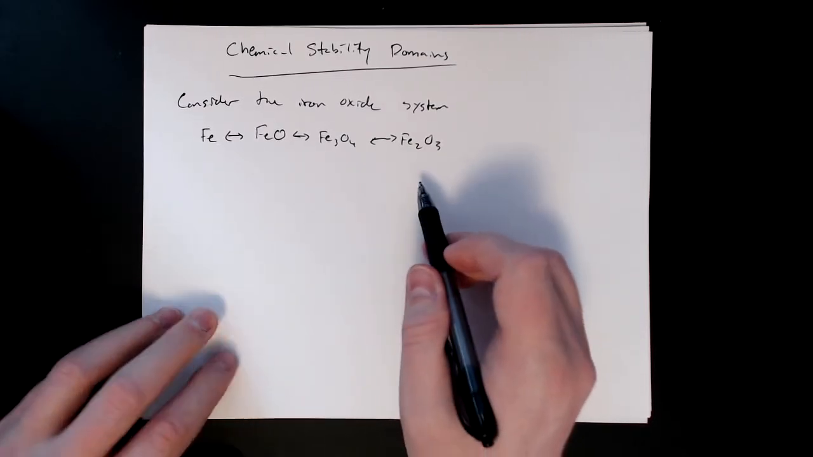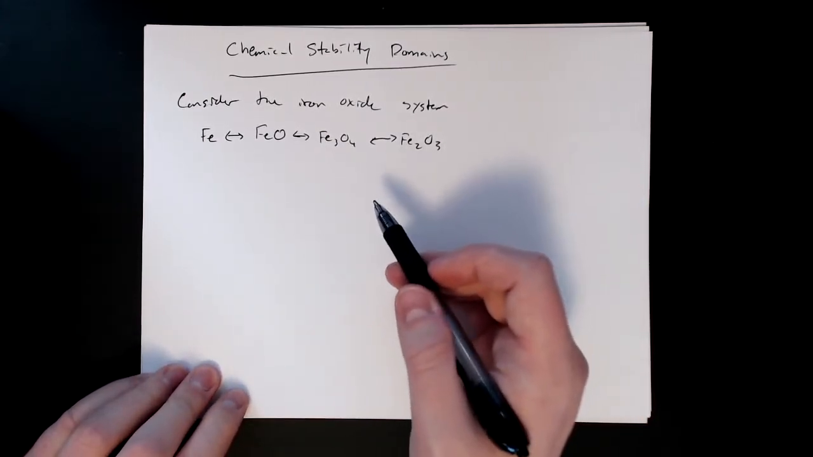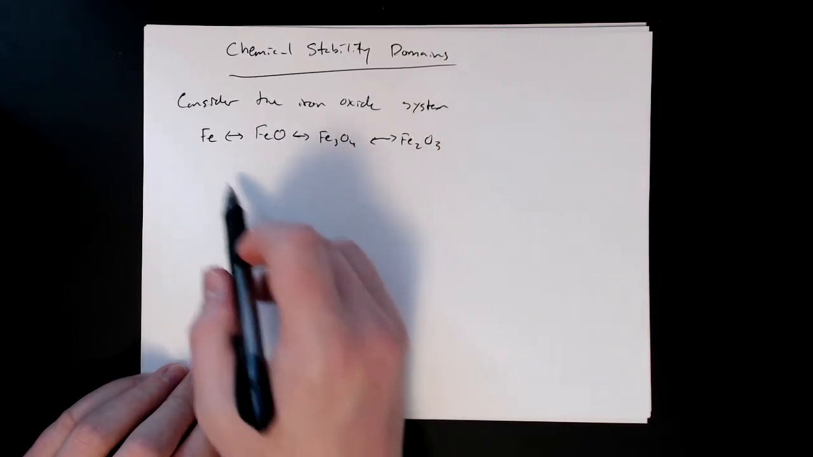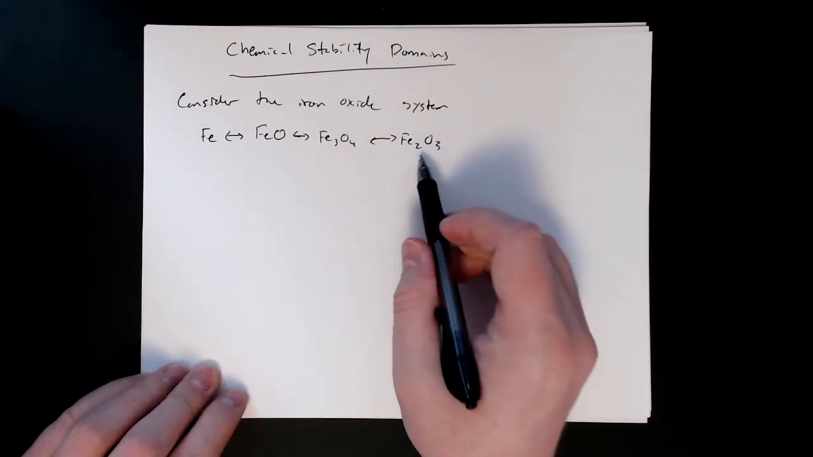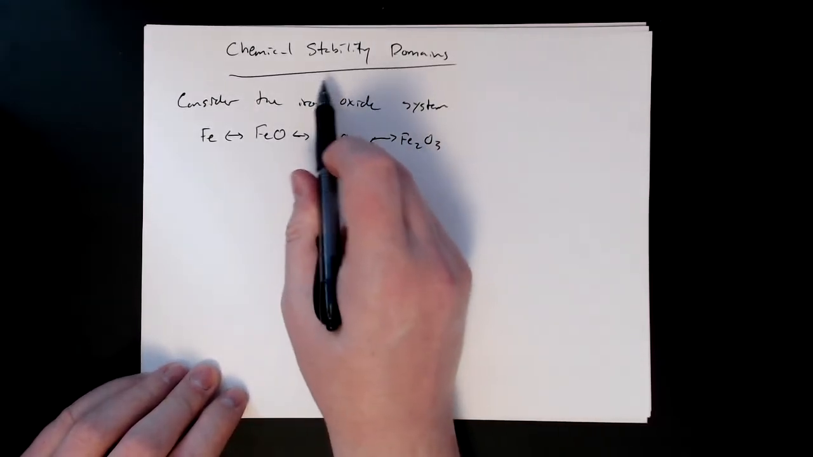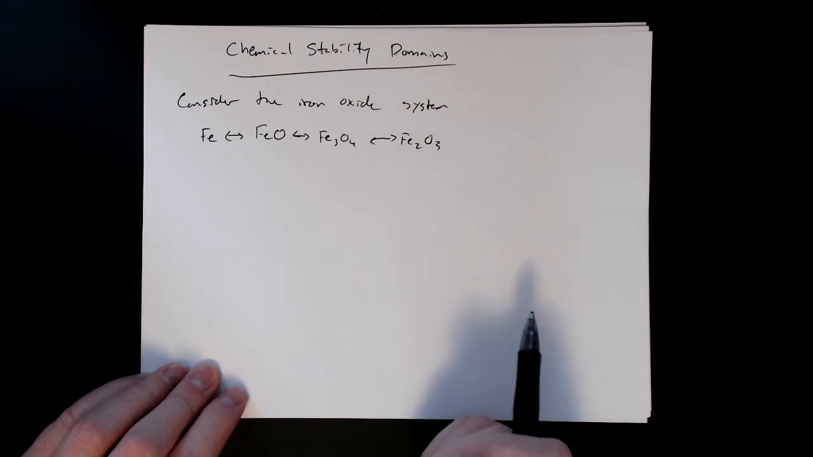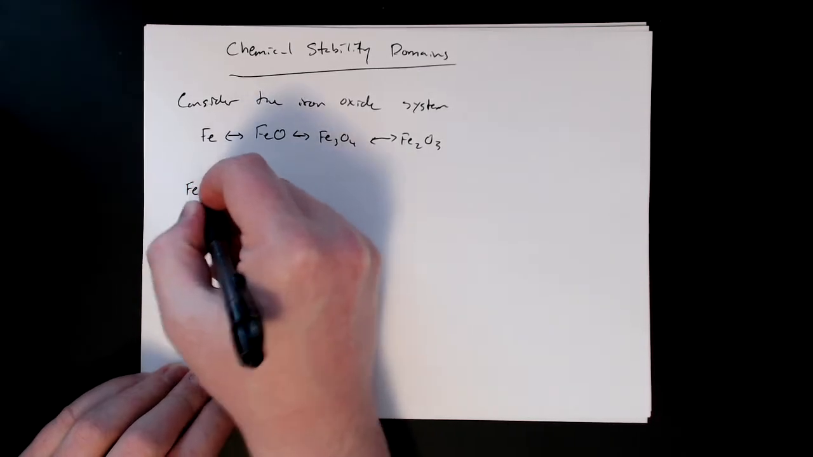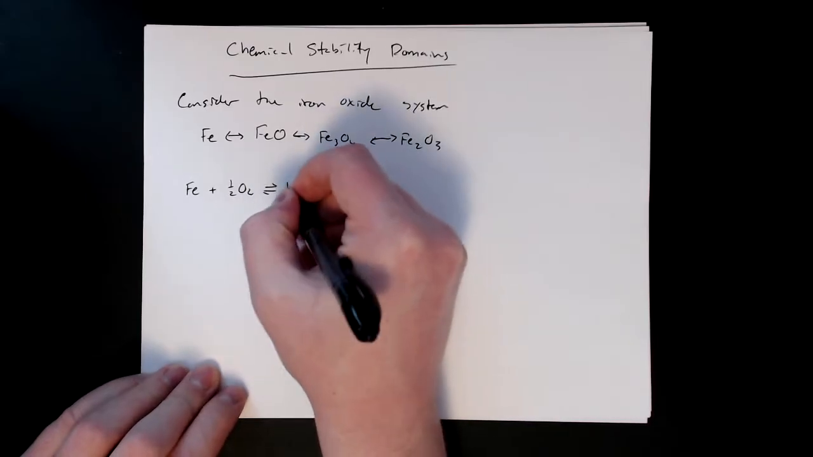We're going to use these mass action expressions to see if we can develop a thermodynamic equation, using those to determine at which partial pressures iron would be stable: FeO, Fe3O4, and Fe2O3. So that's what we mean by chemical stability domains. What region of oxygen partial pressure is each one of those stable? We're going to start with the metallic version. So this was Fe plus 1/2 O2 goes to iron oxide.